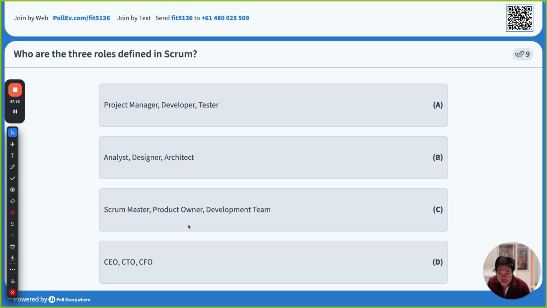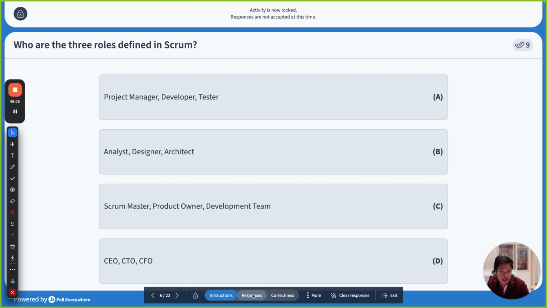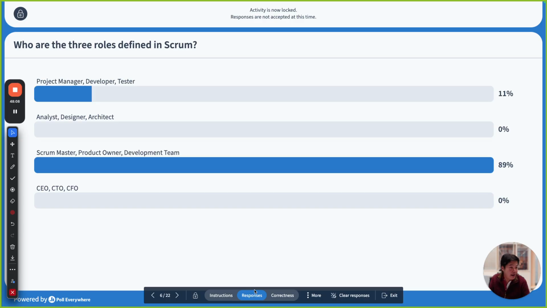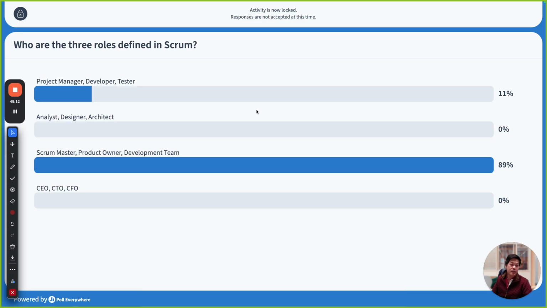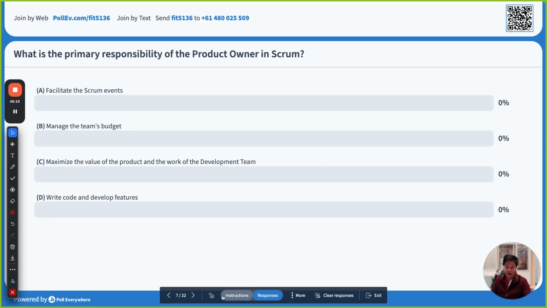Alright, so now let's review the answers, okay? This is really easy. The right answer should be the Scrum Master, Product Owner, and the development team, okay? Let's see the response. Alright, 89%. Well done, everyone, okay? These are the roles in the Scrum, okay? That's correct. Very well done.